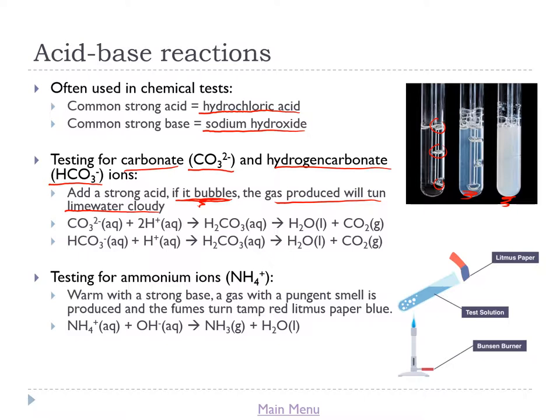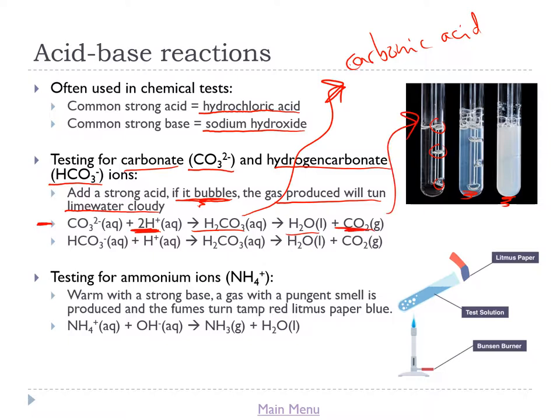Now, the reactions for that, if we're looking at carbonate ions, CO3 2-, what happens is two H+ ions, remember H+ ion is the key ion in acids. So CO3 2- plus two H+ ions makes H2CO3. Now H2CO3 is carbonic acid. Carbonic acid is unstable and instantaneously, or almost instantaneously, breaks down to produce water and the bubbles of carbon dioxide gas. And that's what you can see bubbling in the solution there.